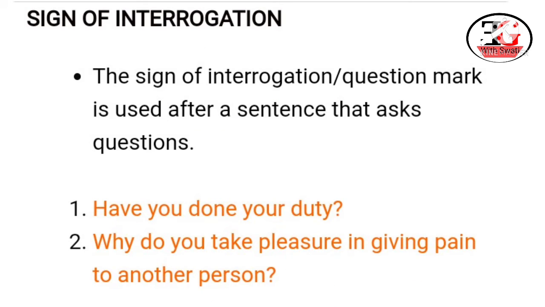Next punctuation mark is sign of interrogation. This is also called a question mark. The sign of interrogation or question mark is used after a sentence that asks a question. For example, have you done your duty? Next example, why do you take pleasure in giving pain to another person? In this way, question mark is used.